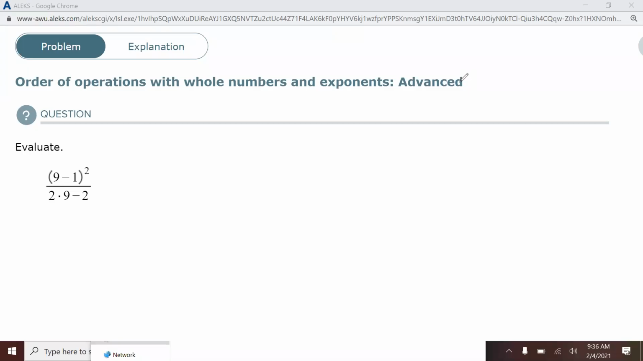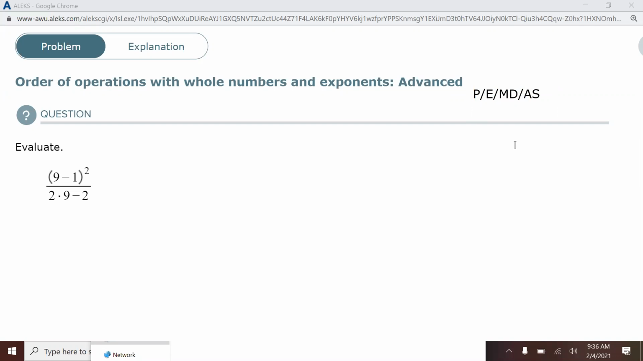Let's do some order of operations. So as you are undoubtedly familiar, the order of operations is parentheses first, then exponents, then multiplications and divisions, and then additions and subtractions. All of them from left to right.